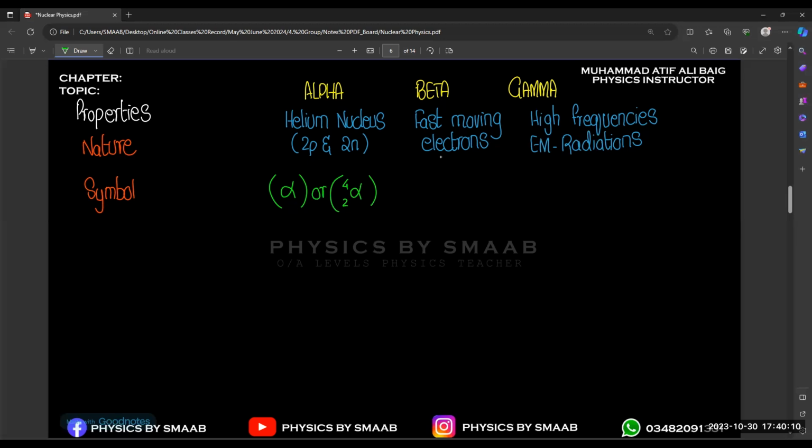And beta are fast moving electrons. So this is the symbol for beta, or you can also write beta with 0, -1. Okay. And for gamma, this is the symbol for gamma. Okay. Any confusion?